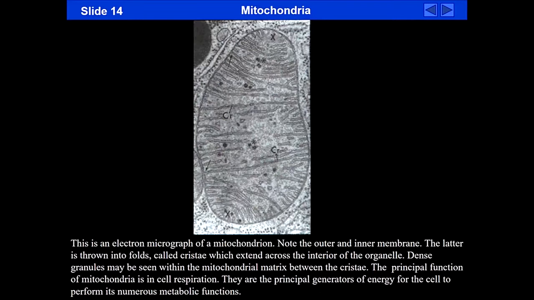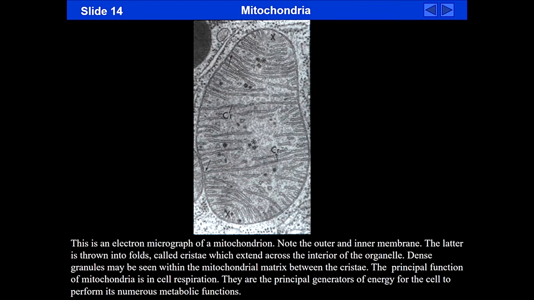Okay, here's our mitochondria in electron micrograph. Remember, the membrane is folded, and these cristae that occur within the mitochondria will contain the elementary particles that are making ATP. Okay. All right, any questions on the mitochondria?